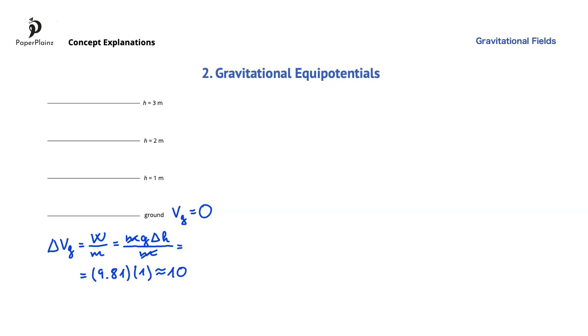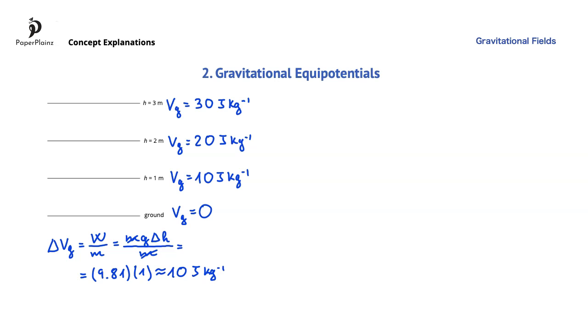The unit that we use for gravitational potential is based on its definition, so work done divided by mass. Therefore, our unit here is joules per kilogram. Let's add this to the diagram. Logically, since the second shelf is 2 meters and the third shelf is 3 meters above the ground, the gravitational potential energies here will be 20 and 30 joules per kilogram.